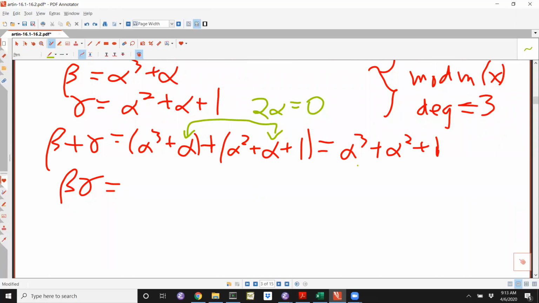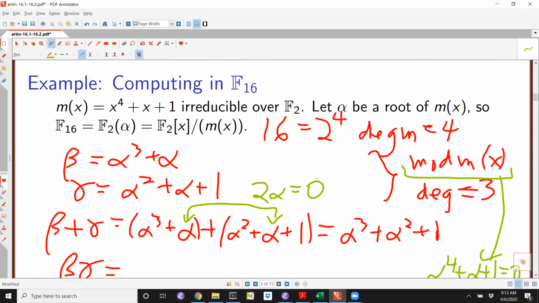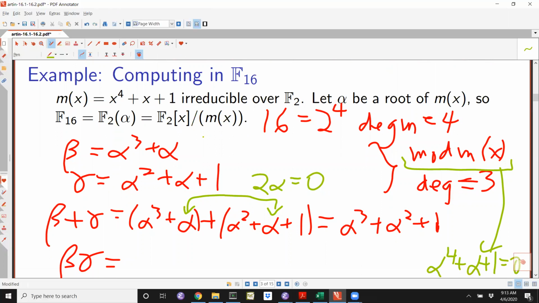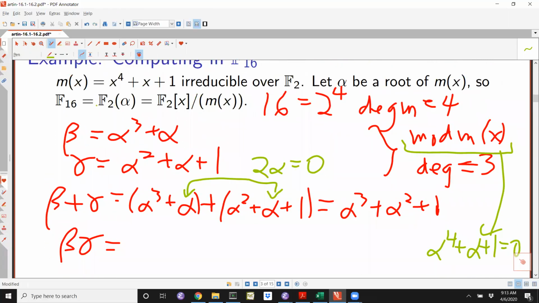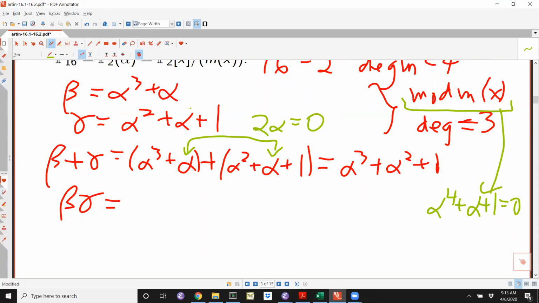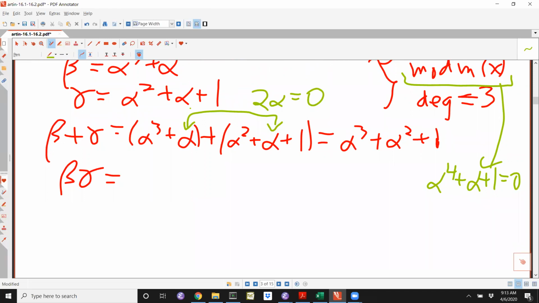So again, when we're working mod m of x, we have that alpha to the 4th plus alpha plus 1 equals 0. That's what it means to be working mod m of x. The idea is that alpha is the image of x in this quotient ring. So when you plug that into m of x, by definition it has to be equal to 0. So we're really setting alpha to the 4th plus alpha plus 1 equals 0.